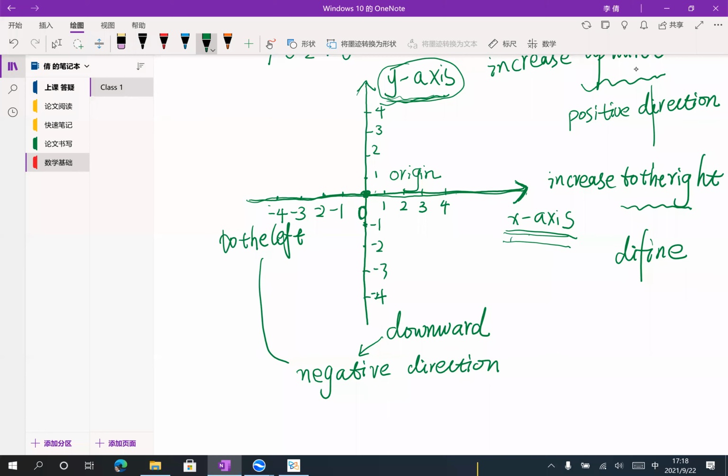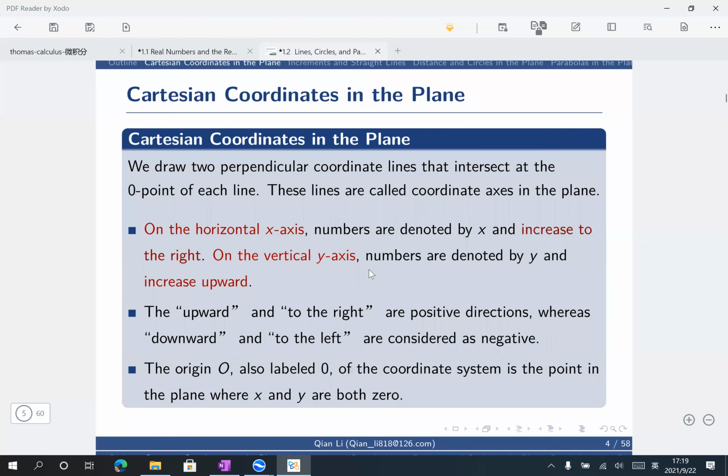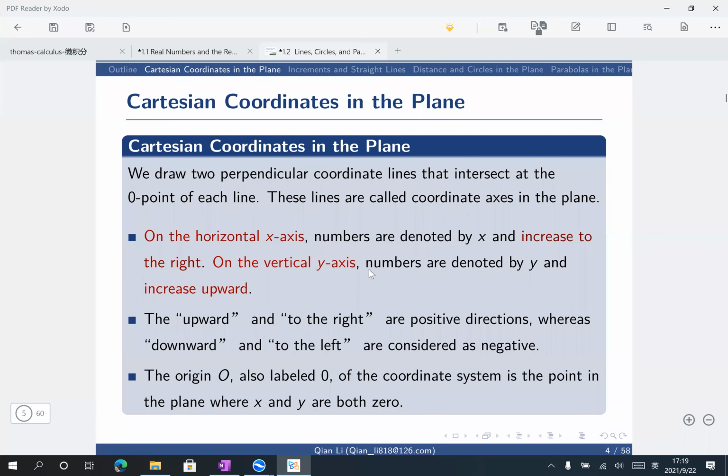Okay, the Cartesian. Why is it the origin, ma'am? Which? Why do I call it the origin? I can't hear clearly. Why is it the origin? Because its coordinates are 0, 0. That's why. Okay.